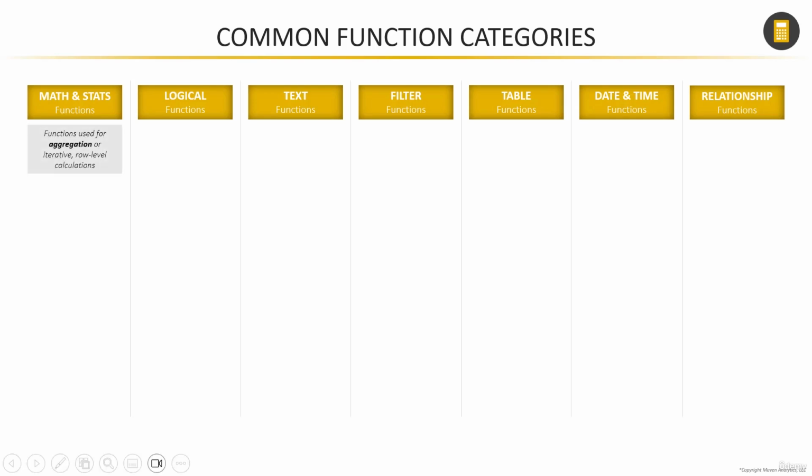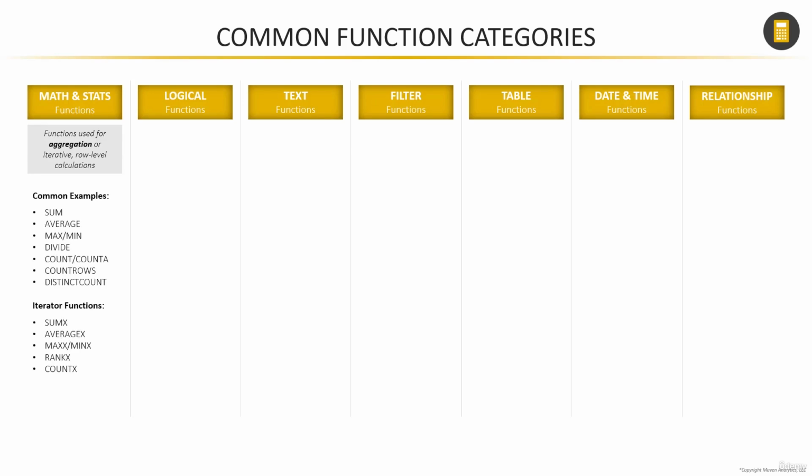But basically, what we've got here in the math and stats category, you've got your basic aggregation functions, your sum, min, max, average, count, etc., plus some interesting DAX functions called iterators, which actually evaluate row by row for each table. Sometimes those are called X functions because they all end in an X, like SUMX, AVERAGEX, RANKX, MAXX, etc. But more to come on iterators later.